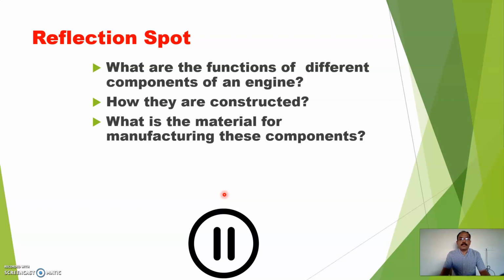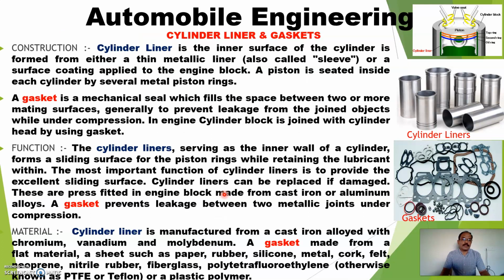Again, the reflection spot is there. We must have a question in our mind: what are the different functions of the components of the engine, and what is the material for manufacturing these components? Now here, cylinder liners and gaskets. I have combined these two components.